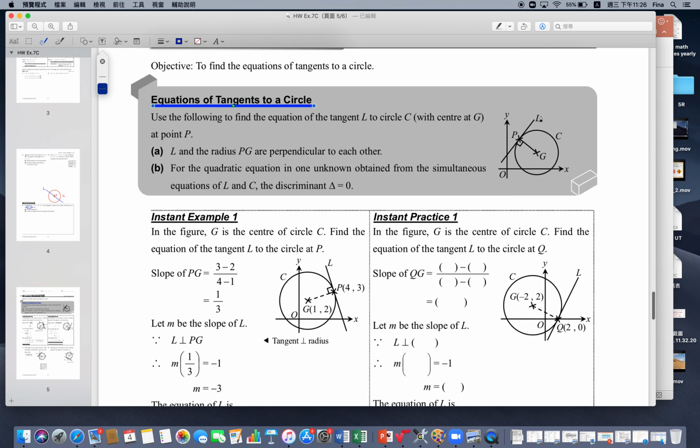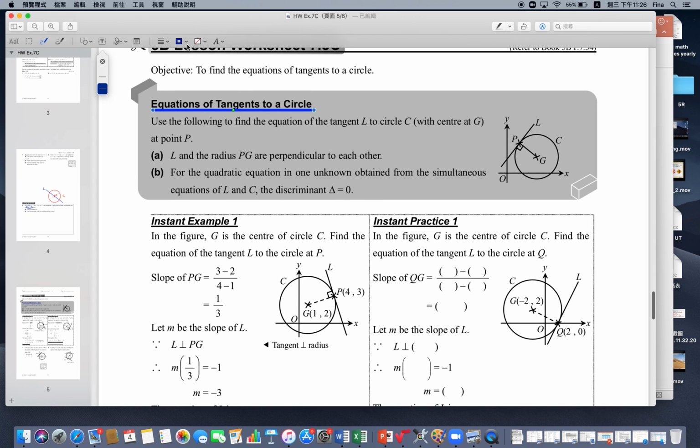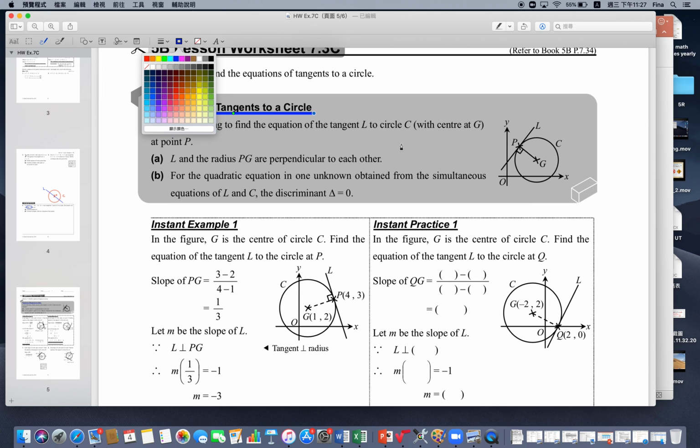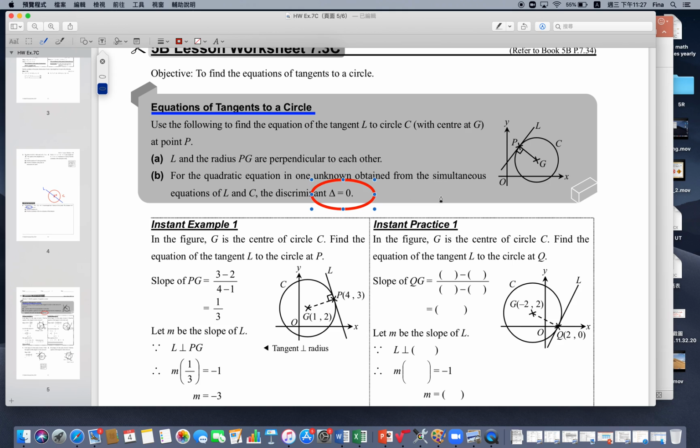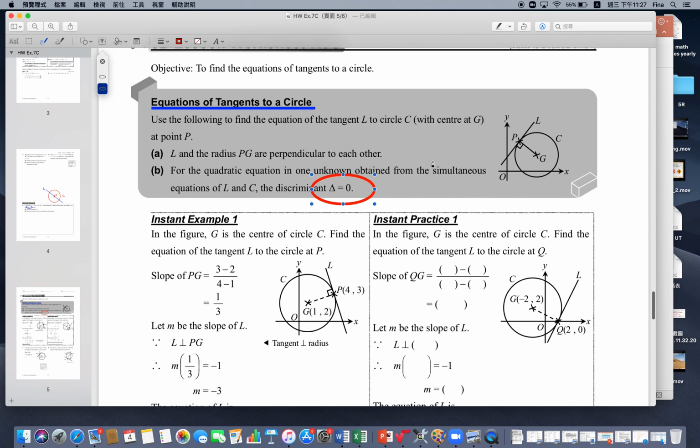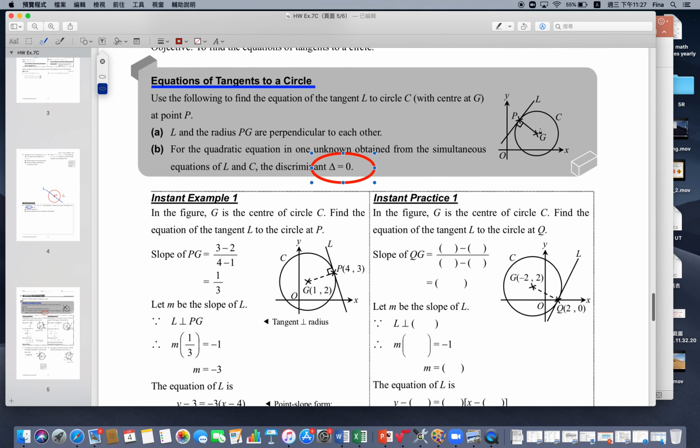And also if straight line L is the tangent to the circle, that means it has only one intersecting point with the circle. That means after substituting the equation of the straight line into the circle, the delta should equal 0, because there is only one intersecting point. Okay, so you should get such an idea about this.